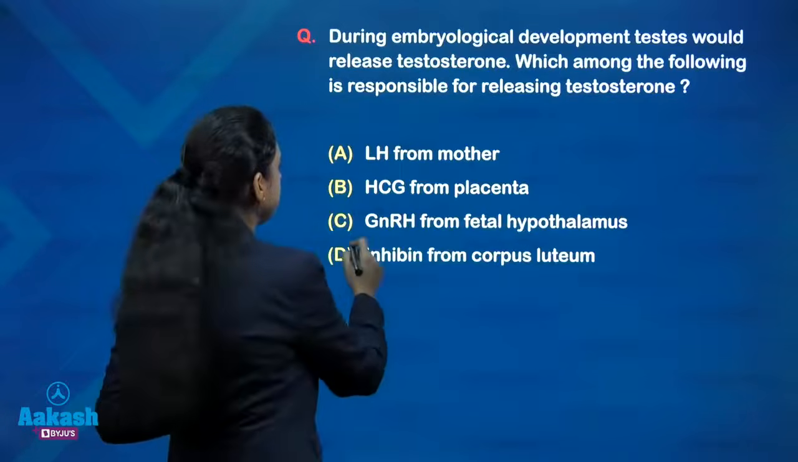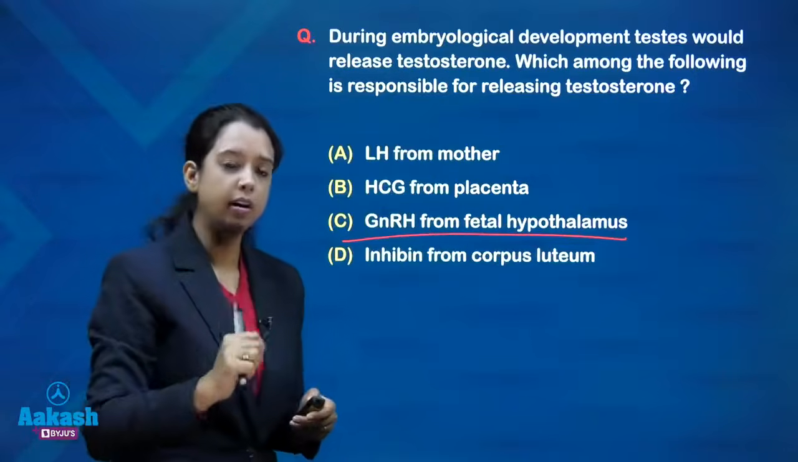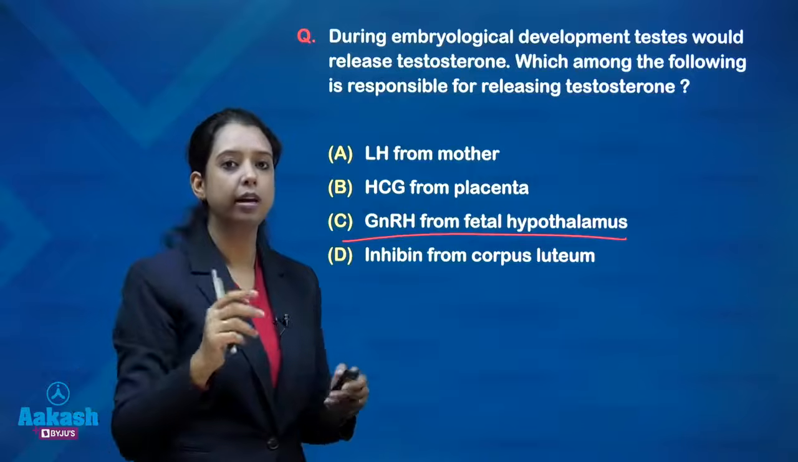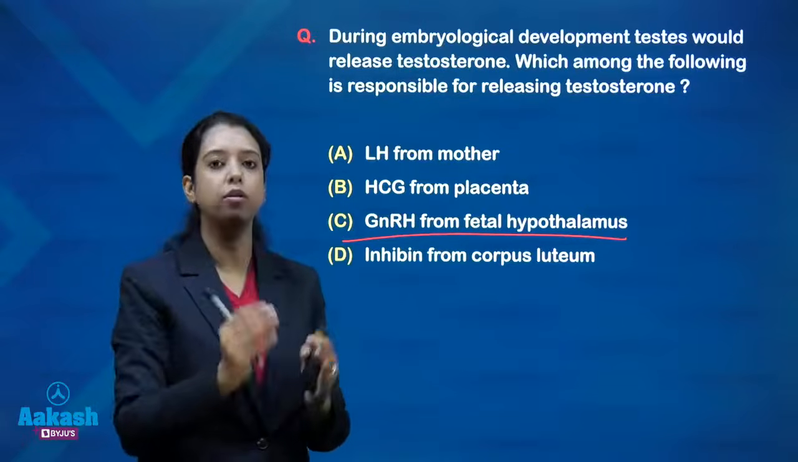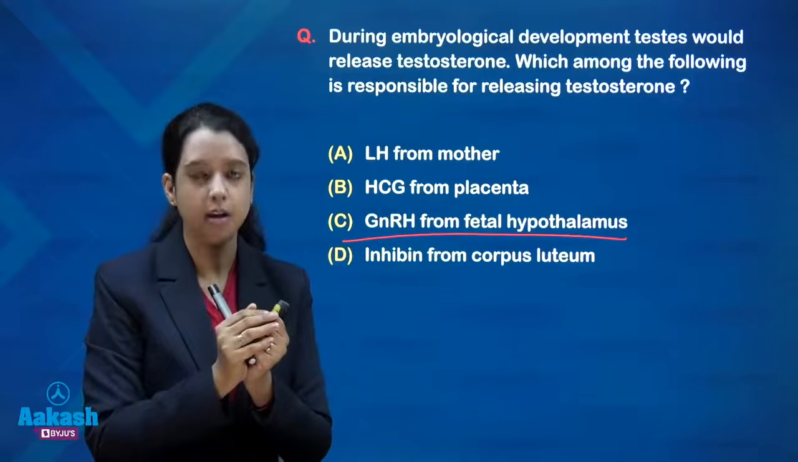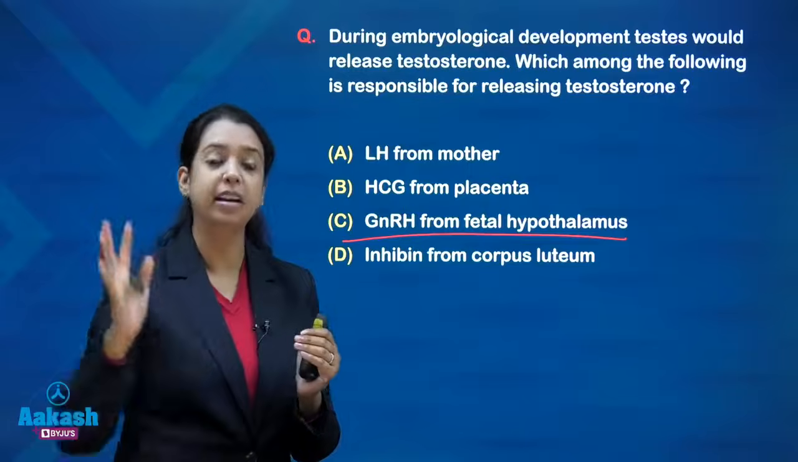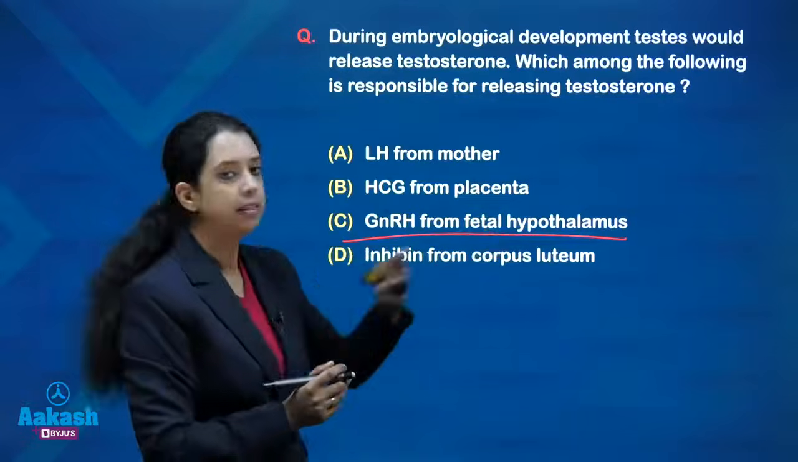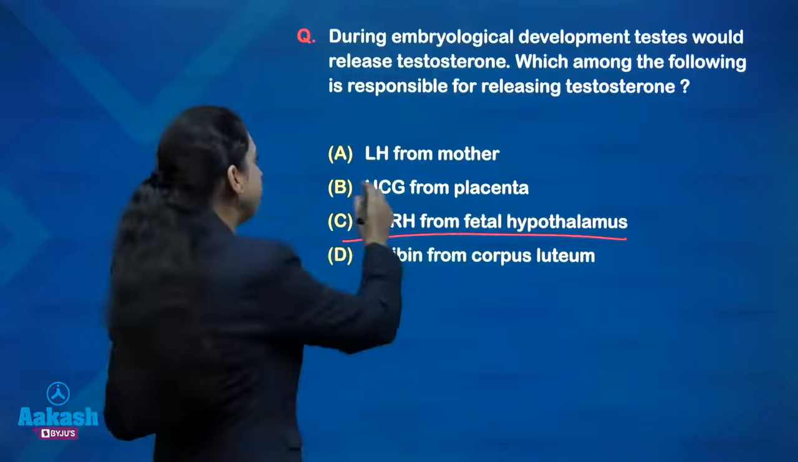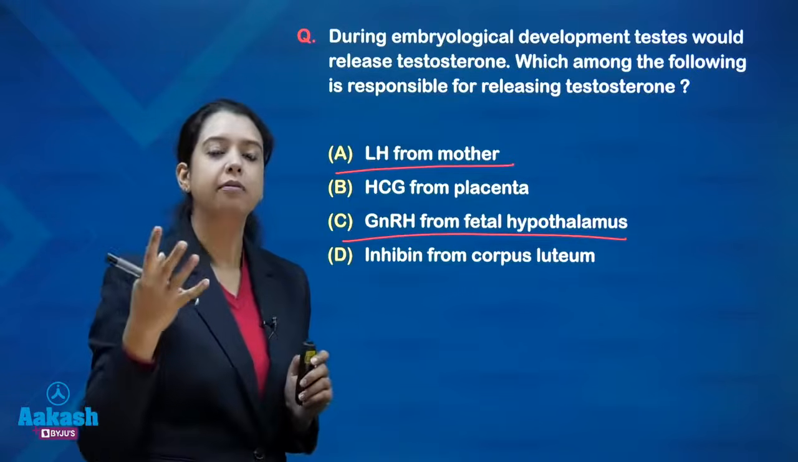First of all, GnRH from the hypothalamus is very less. In your embryonic life, the hypothalamic pituitary gonadal axis is in an inhibited state, because LH and FSH are being secreted in very less amount, but they are inhibiting GnRH. So GnRH is very less. It will not lead to testosterone release. LH of the mother will also not lead to testosterone release from the fetal testis.